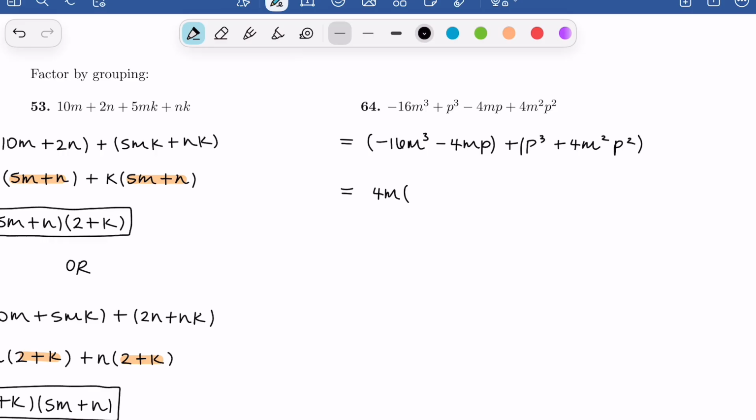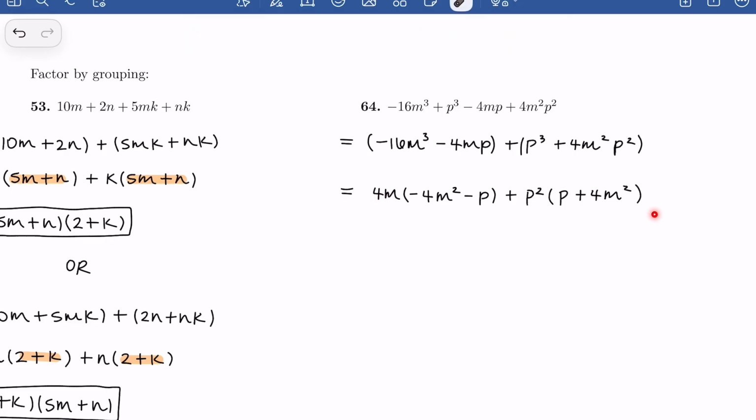Let's see what we're left with. We're going to be left with a minus 4m squared minus p. And then for the second group, pulling out the greatest common factor of p squared, we're going to be left with p plus 4m squared. Now, our last step is going to be to factor the entire polynomial by pulling out the common factor here.